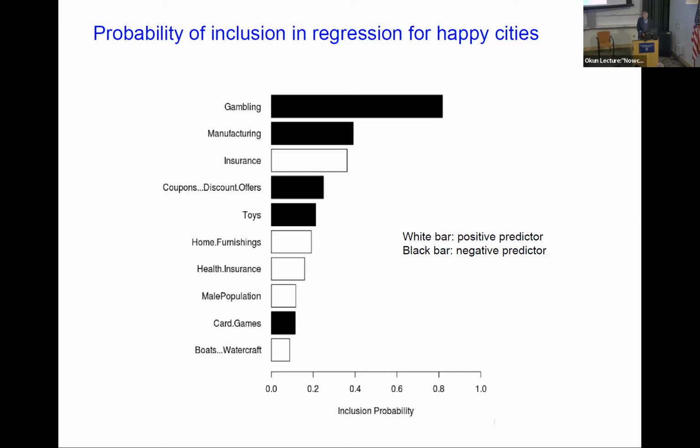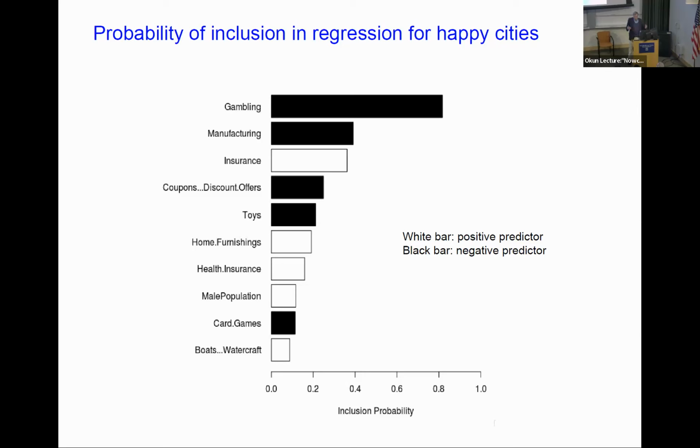So I said, okay, what's the probability of inclusion in a regression for happy cities? So there's no time series stuff here. It's pure cross section. And it turns out if there are a lot of queries on gambling, it's pretty likely to be an unhappy place. Okay, and that's not Las Vegas glory gambling. This is lotto. I found out by looking at the trends data that it had that category as a separate category. And manufacturing, same thing. It's a Rust Belt story.